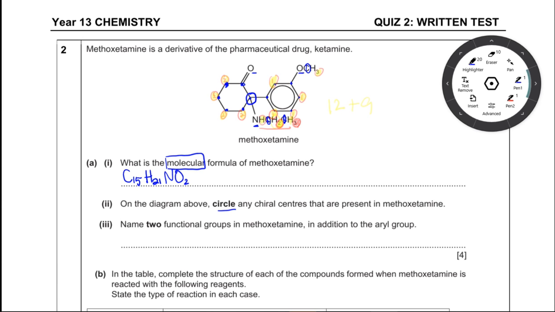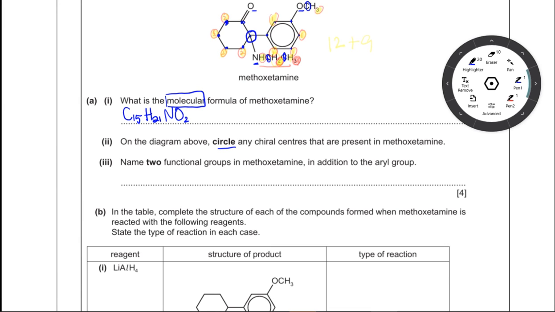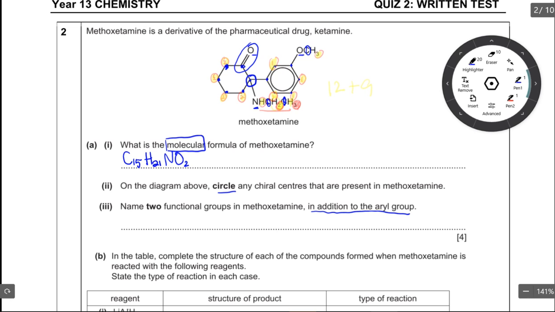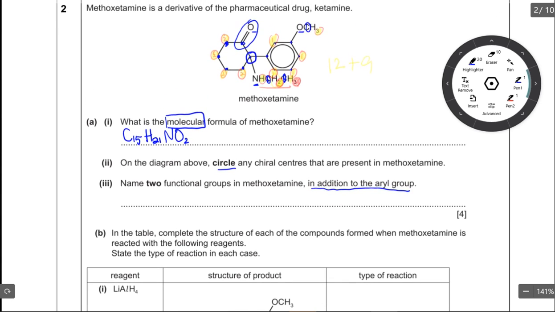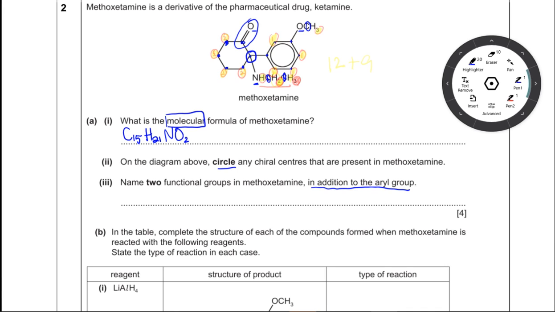And name 2 functional groups of nitrosamine in addition to aryl group. A few of you didn't get this one. When they say in addition to the aryl group, it actually means that you should not include the aryl group, which is the benzene ring. So name any other 2 functional groups apart from the benzene ring. That would mean you have this group. I'm looking for a specific group, so it should be ketone. If you label as carbonate, it is not accepted.